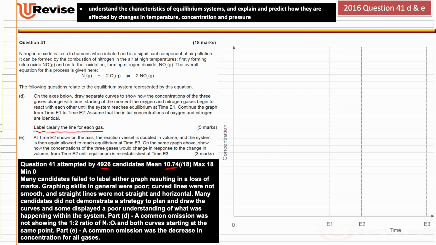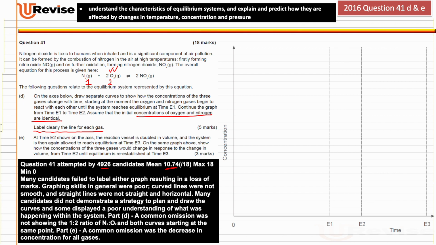If we look at the equation, it shows us that for every mole of nitrogen that reacted, 2 moles of oxygen were being consumed. Which means the graph showing oxygen must be steeper. And both curves start at the same point, right? It clearly says oxygen and nitrogen starting concentrations are identical. Yep.